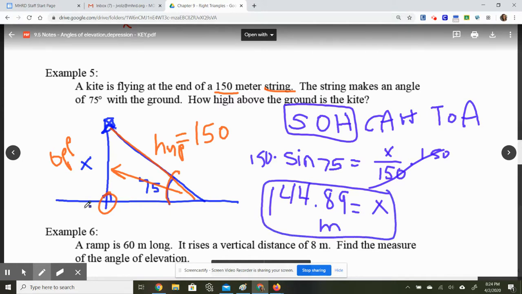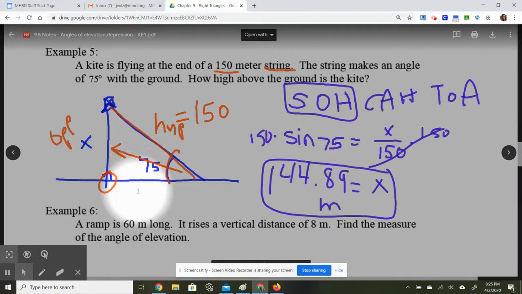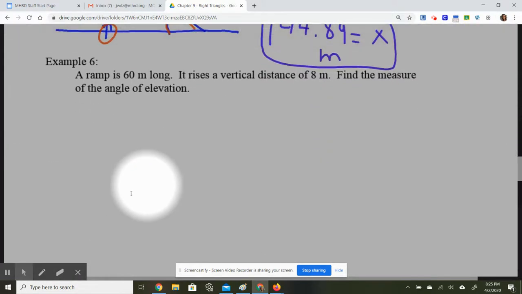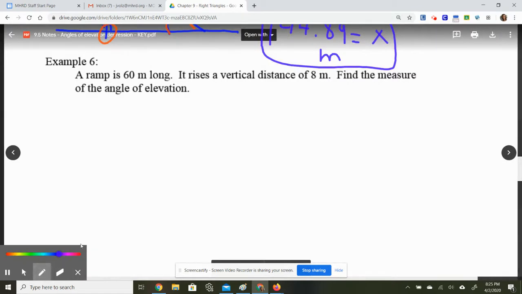Okay, let's move on to example 6. A ramp is 60 meters long. It rises a vertical distance of 8 meters. Find the measure of the angle of elevation.